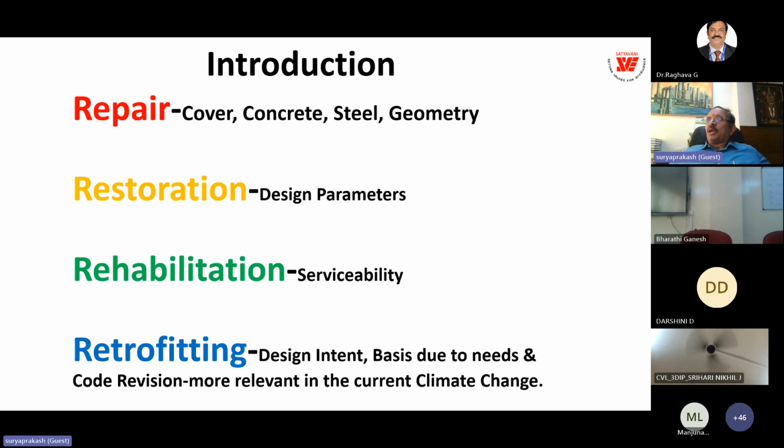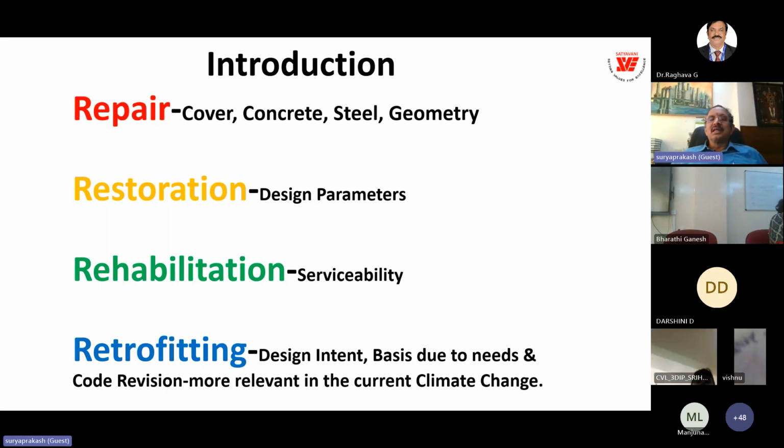So basically, repair: what do we do in repair? We all know the need for repair comes when the cover of the concrete is affected due to climatic conditions or poor cover as per the specification, and the condition of the concrete, whether it is cracking, shrinkage, or creep. We need to restore the concrete to its original state in strength and durability. Then, about steel reinforcement, we have various reasons.